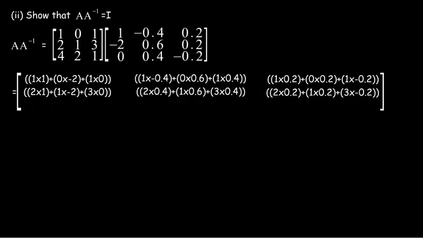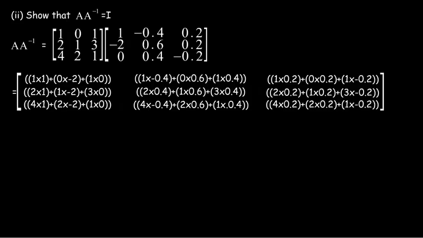The next element will be (4 times 1) plus (2 times minus 2) plus (1 times 0). The next element will be (4 times minus 0.4) plus (2 times 0.6) plus (1 times 0.4). And our final element will be (4 times 0.2) plus (2 times 0.2) plus (1 times 0.2).